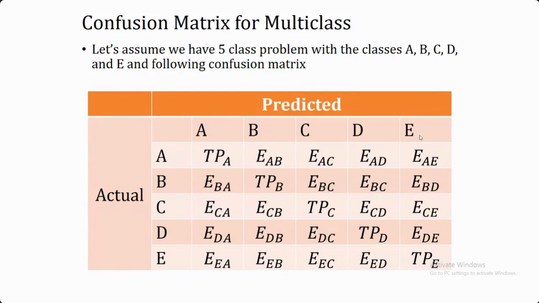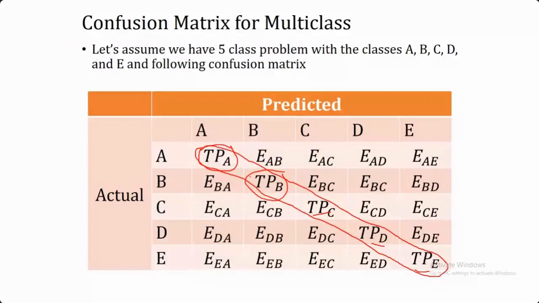So first, starting with your true positive. True positive basically means that the actual class label was positive and you are also predicting positive. Here in this case, the class label was A and you're also predicting A. For your B, the class label was B and you're predicting B. This is for your C, this is for your D, and this is for your E. So these are your correct predictions, the true positive cases.